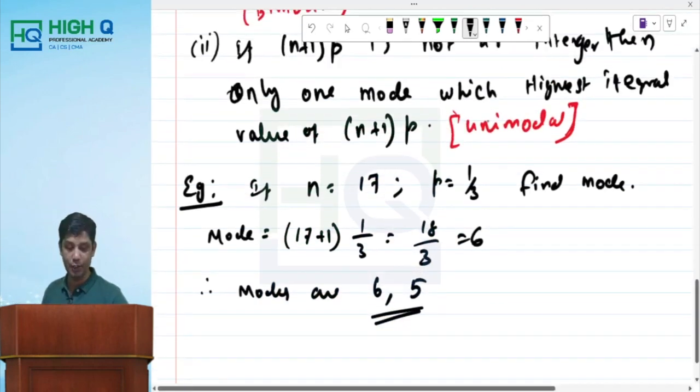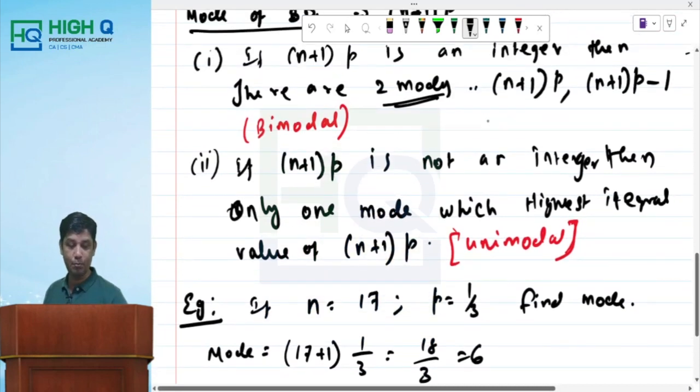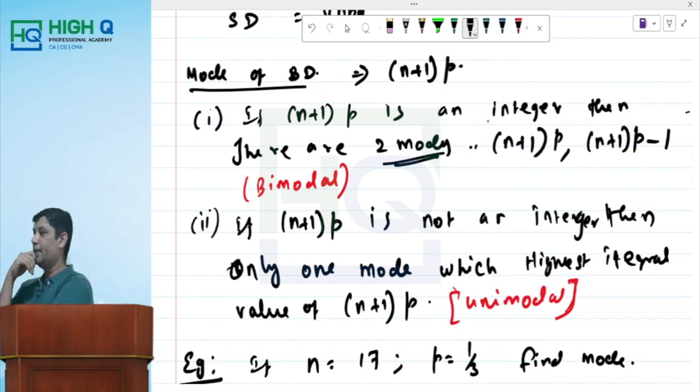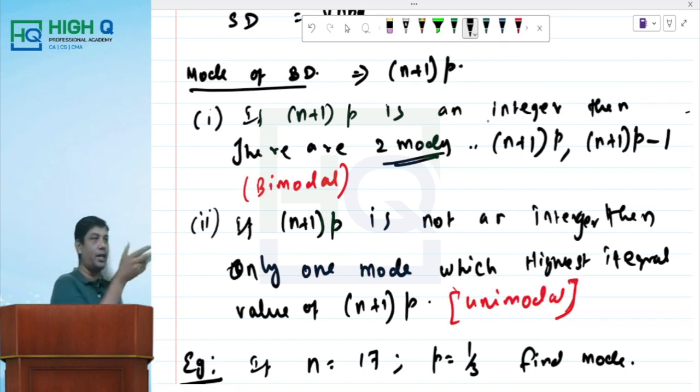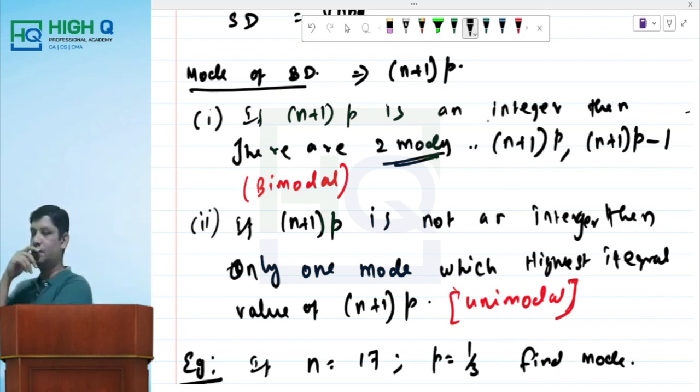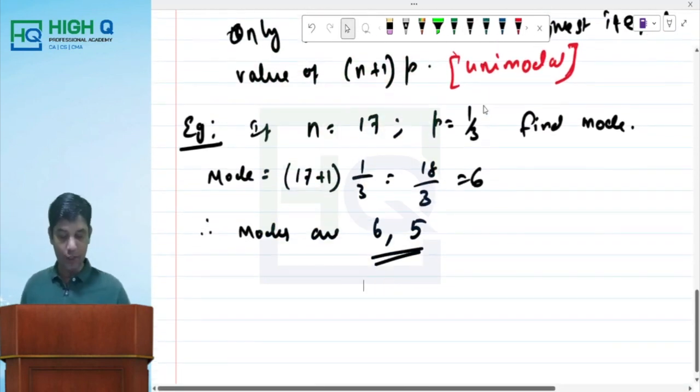What is the formula you wrote, my dear? (n plus 1) into p, and (n plus 1) into p minus 1. Do you all agree with me? The two modes, therefore, there are two modes. Do you all agree with me, my dear? Say yes or no. Now, here there is no problem.